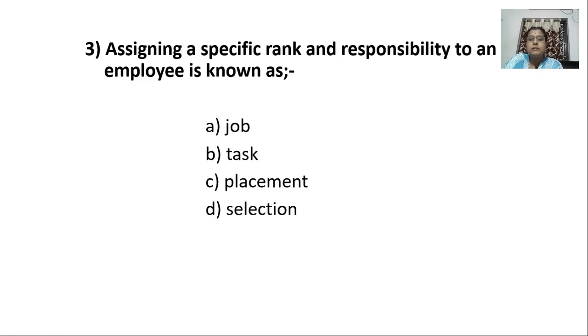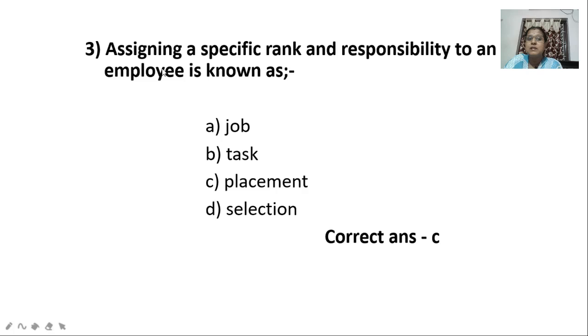Okay. And the third one: assigning a specific rank and responsibility to an employee is known as a job, a task, a placement, or a selection. Assigning a specific rank, very important. It's not only the responsibility. Task tells you about some work to be given, to be completed, right? Whereas job has both. When we talk about a job, it has both rank as well as responsibility. So according to my knowledge and this slide, what we have discussed earlier, the answer should be A. No, it is placement.